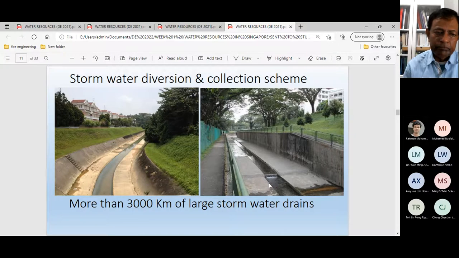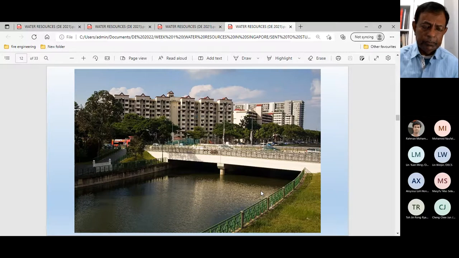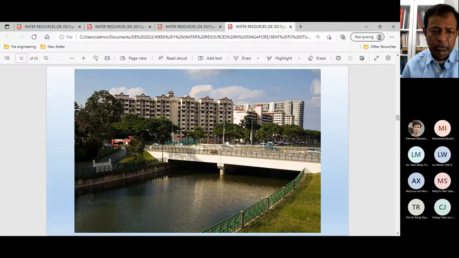So we have a total of 3,000 kilometers of large stormwater drains. We can divert the water which is flowing through the stormwater drains into the sea. During the rainy season, you will see a substantial amount of water flowing through the stormwater channel. This is an example of this.